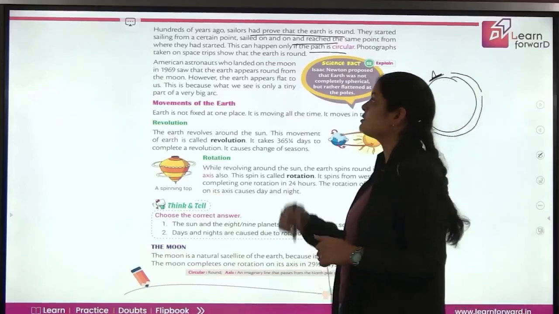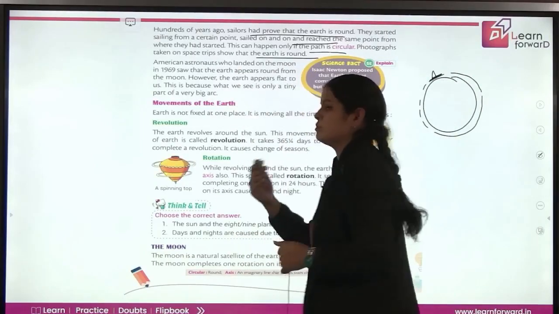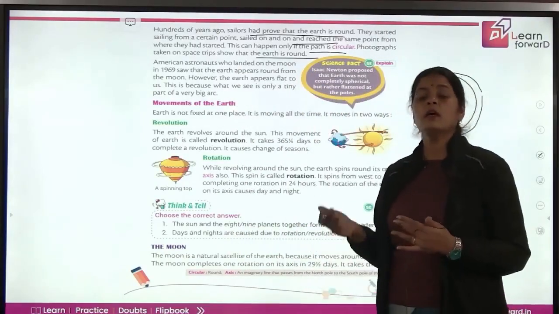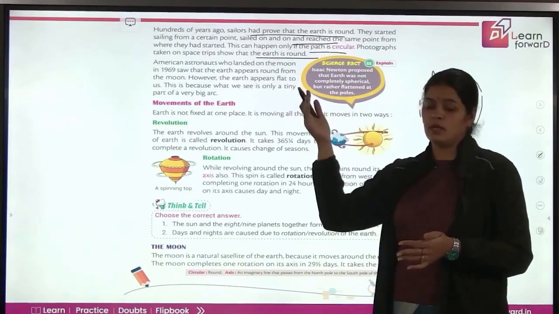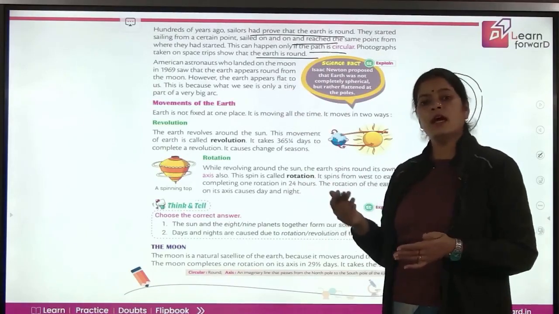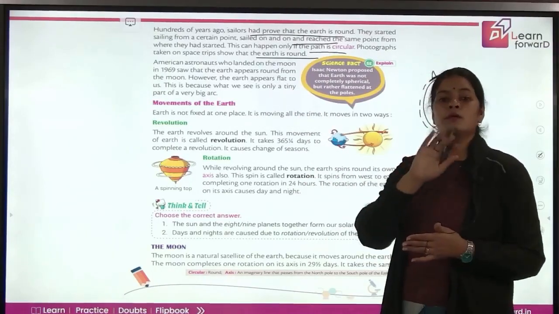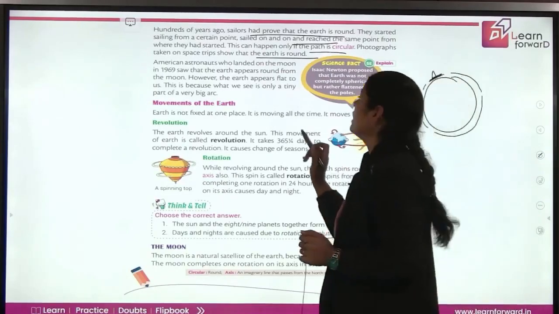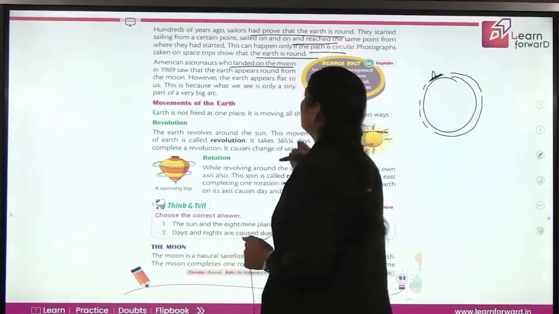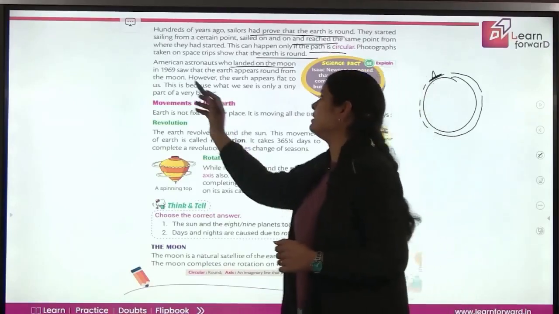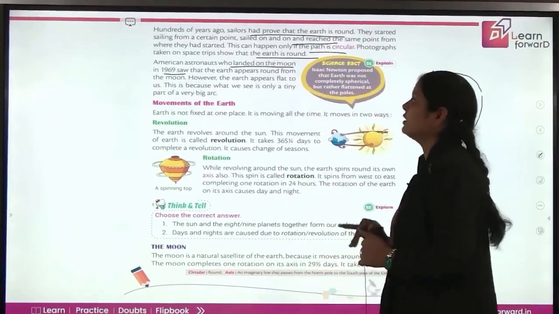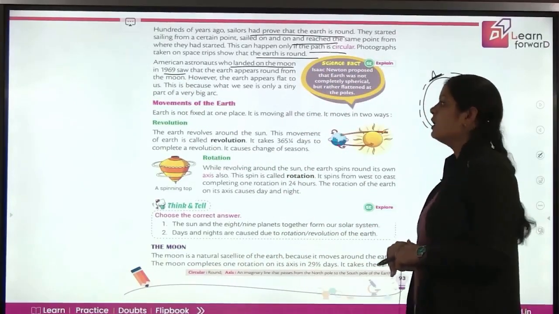Photographs taken on space trips show that the earth is round. There are many photos that have been shared by the people that actually went to space, and that shows clearly that the earth is round like a ball. American astronauts who landed on the moon in 1969 saw that the earth appeared round from the moon. Again a proof.